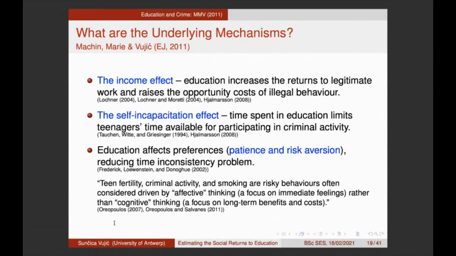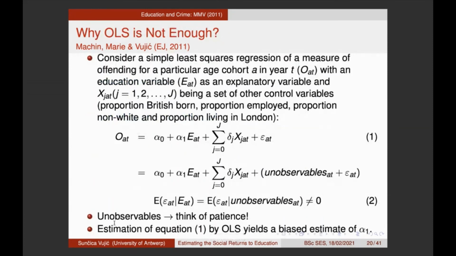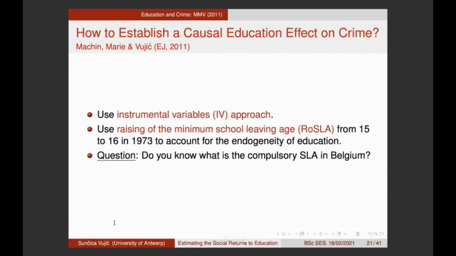So this would be the underlying mechanism for the relationship between education and crime, but you can also think of education and fertility, and education and smoking, and so on. So just for the sake of time, I think you already realized what I'm going to do. I'm going to try to estimate the causal effect of education on crime, where I'm going to use these changes in the compulsory school leaving age to proxy the measure of education.